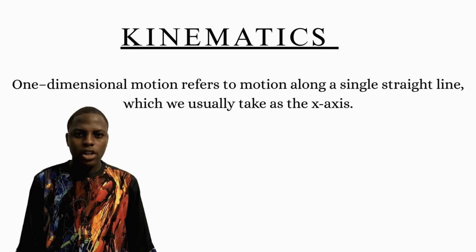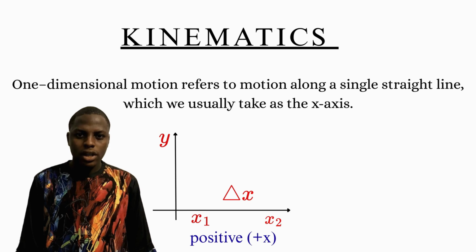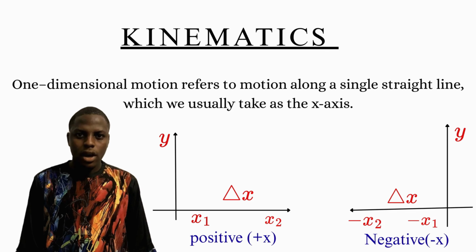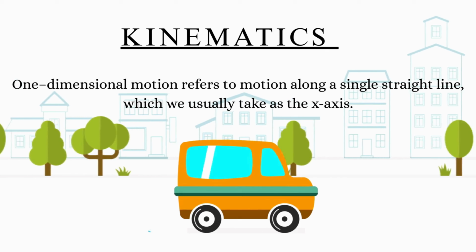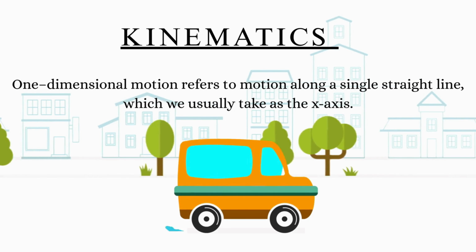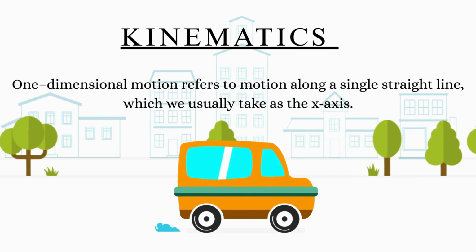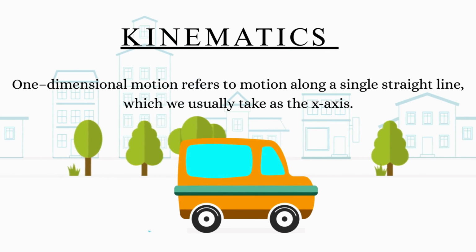One-dimensional motion refers to motion along a single straight line, which we usually take as the x-axis. For this type of motion, only two possible directions exist: the positive direction, usually written as plus x, and the negative direction, written as minus x. A simple example of one-dimensional motion is a vehicle moving along a straight road. Since the vehicle moves only forward or backward along the road, its motion can be described using a single axis.